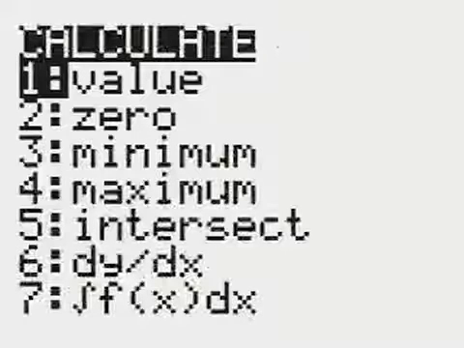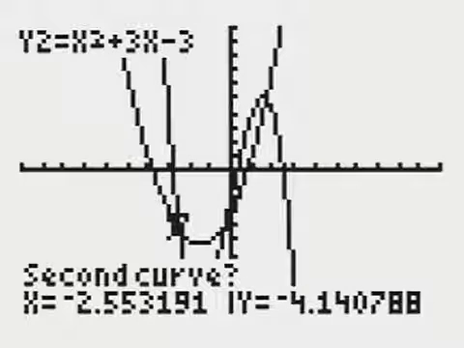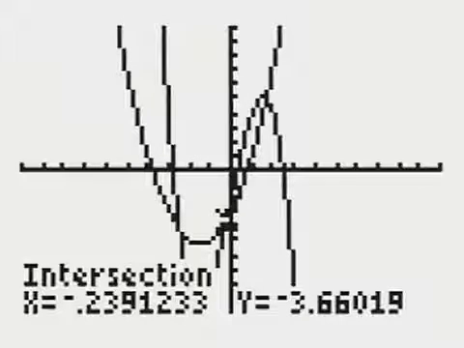Go back to the calc menu, pick option 5. First curve, we can just hit enter. Second curve, we'll hit enter. Now for guess, we need to scroll closer to the second intersection point. It's important to make sure that we're really close to that so that the calculator doesn't find one we've already found. Hit enter, and we'll see that the next intersection point occurs when x is roughly negative 0.24. So that's our second solution, negative 0.24.